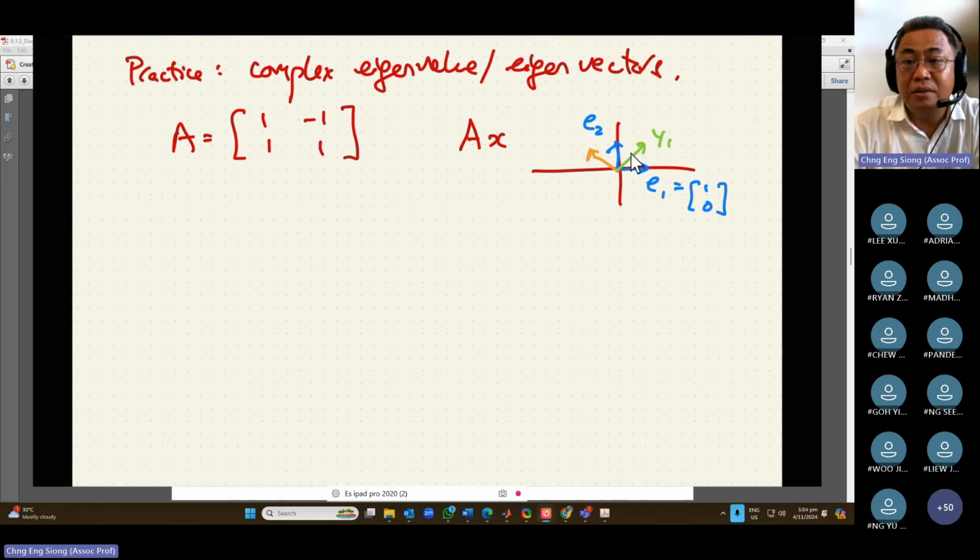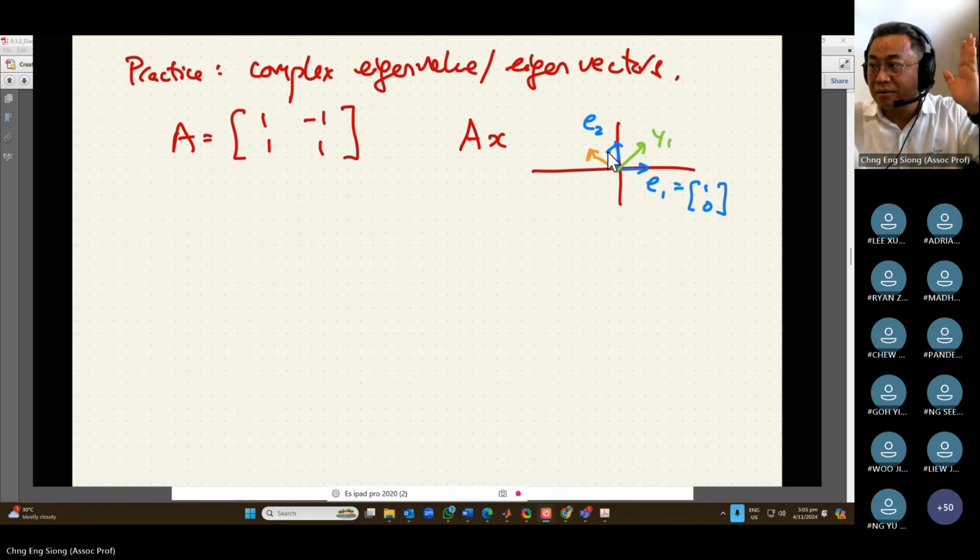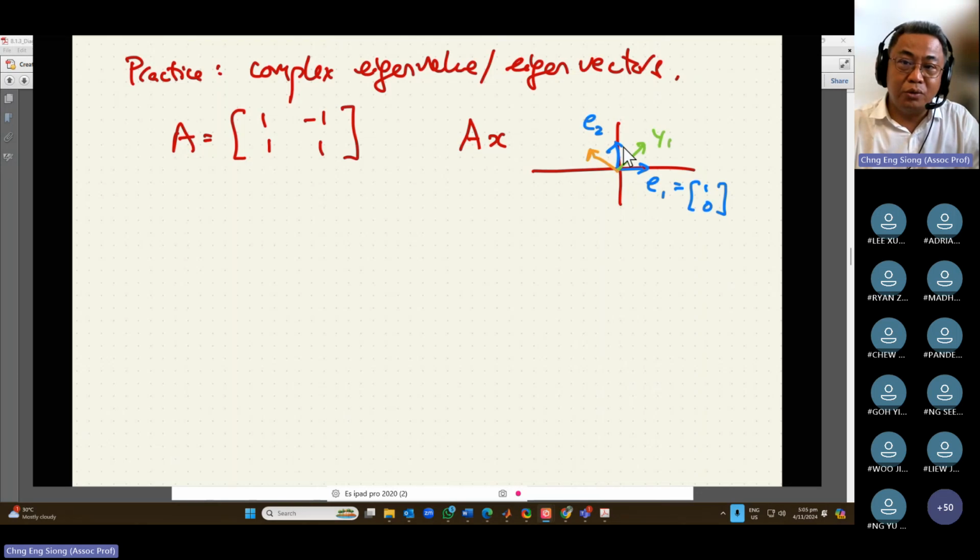So this matrix rotates E1 and E2 by 45 degrees anti-clockwise. So in this case, you'll be looking at this matrix and say, there is nothing. All the vectors will move. No vectors will remain in the same position, right? Guys, can you all follow me? It is now obvious that A acting on E1 will move to Y1. A acting on E2 will move to Y2. No vectors in this plane will stay still except the 0 vector.